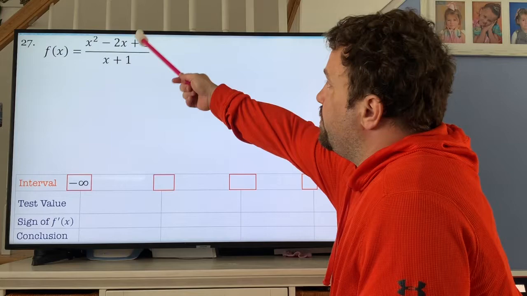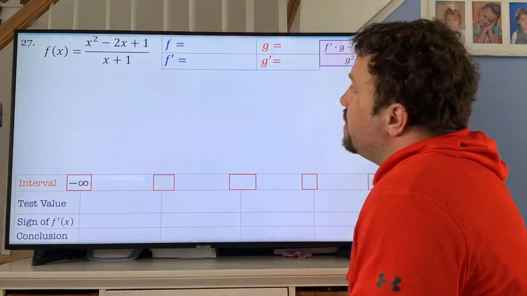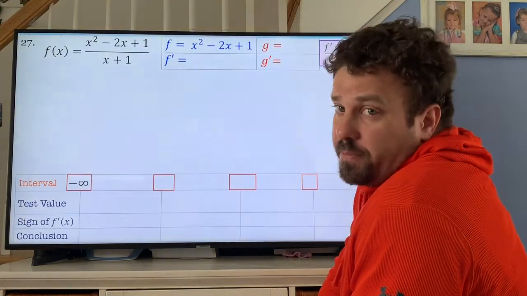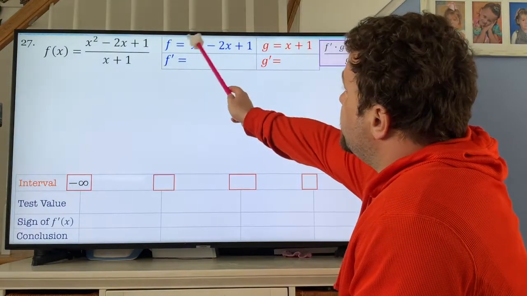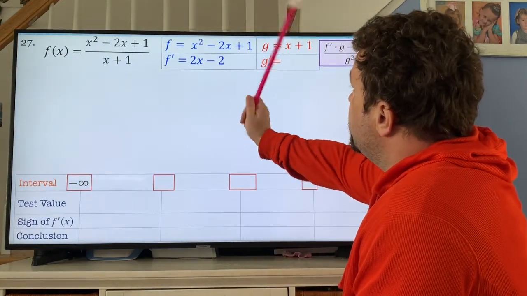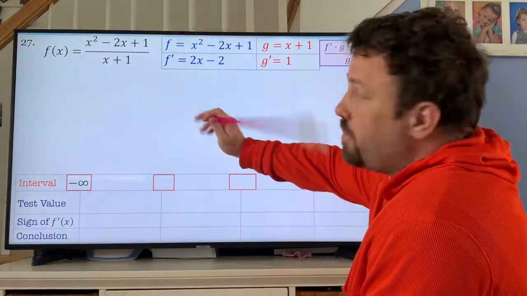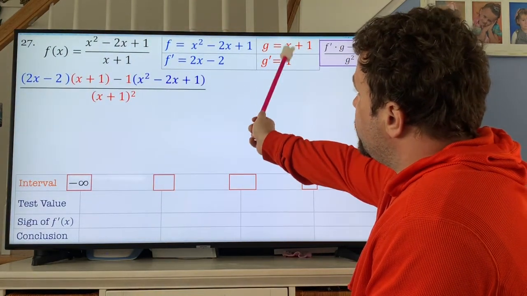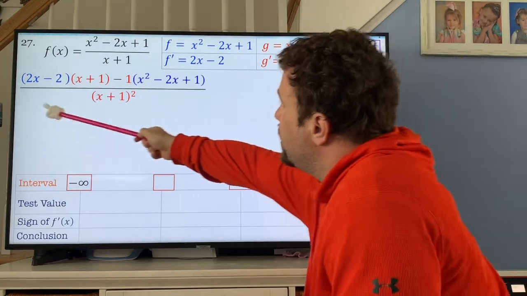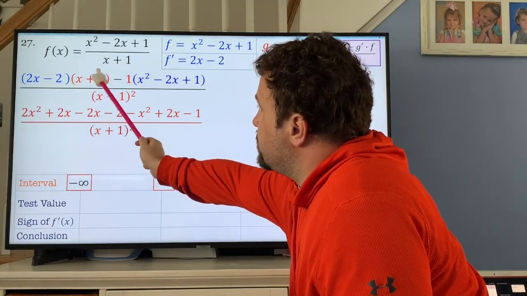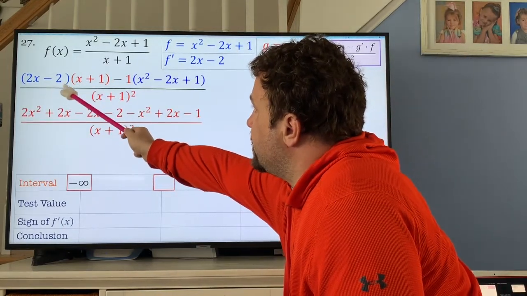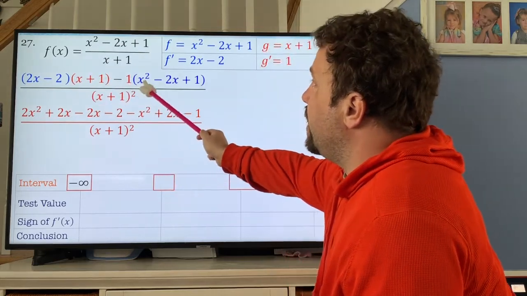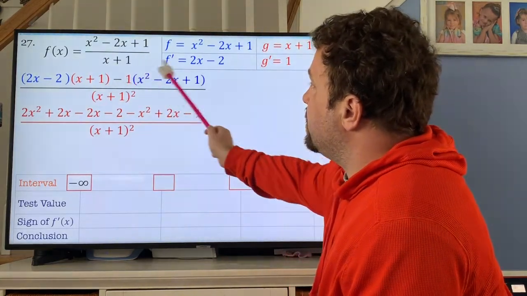Got it? All right. This one you have to use the quotient rule for. x squared minus 2x plus 1 over x plus 1. 2x minus 2 times x squared plus 1, minus 1 times all that. 2x cubed plus 2x minus 2x minus 2 minus x squared plus 2x minus 1.